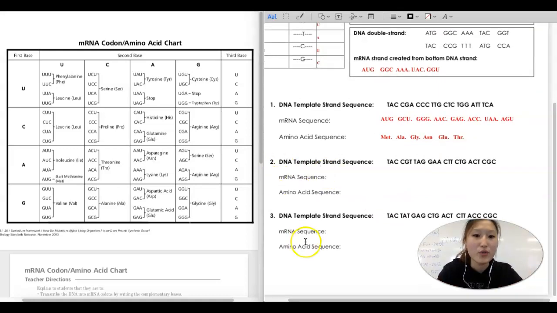Similarly, we have question number 2 and question number 3. You should be able to figure out how to write the mRNA sequence and how to write the amino acid sequence. If you still have questions after seeing the answer key, please find me on Monday morning.